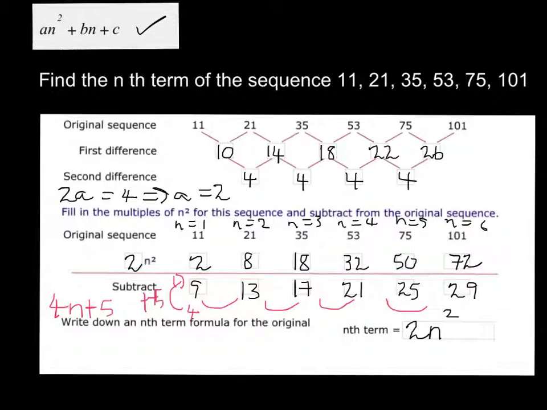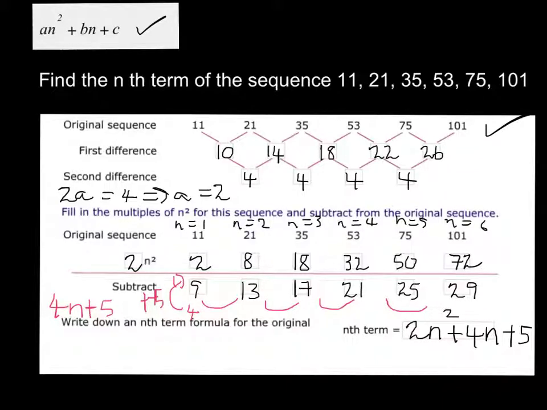So we can write out the general nth term for the sequence. It's going to be 2n squared plus 4n plus 5. And that's the nth term of the sequence that was given.